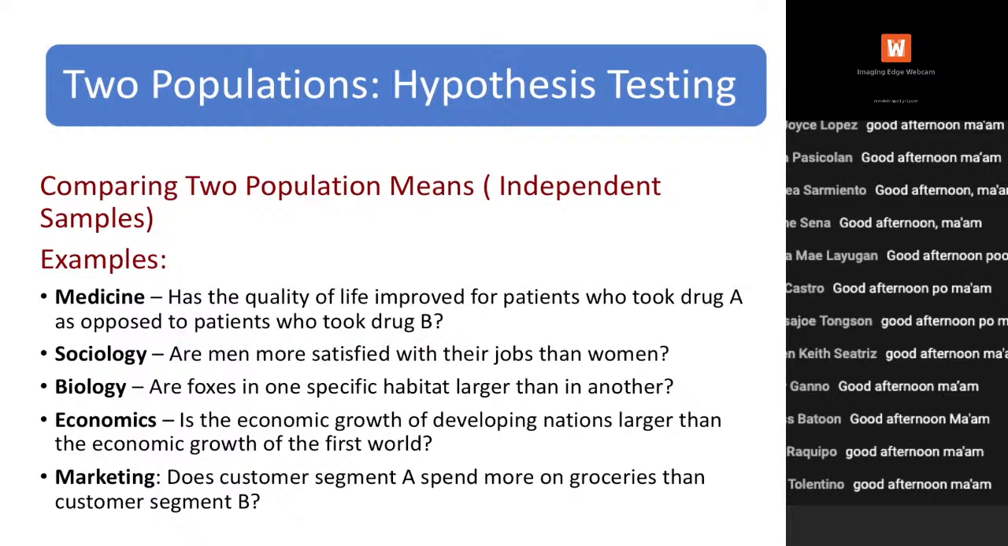Next, in sociology, are men more satisfied with their jobs? A job satisfaction of men versus women? Independent samples yun. Okay? Comparing two population means. Are foxes in one specific habitat larger than in another? Next, in economics, is the economic growth of developing nations larger than the economic growth of the first world? In marketing, does customer segment A spend more on groceries than customer segment B? So these are examples showing comparison of two independent samples.